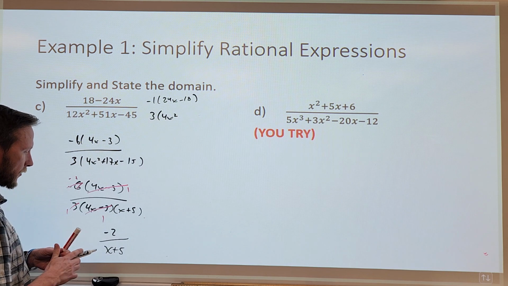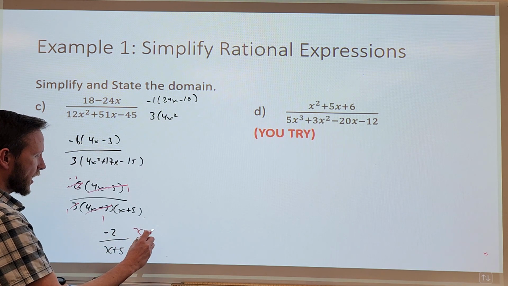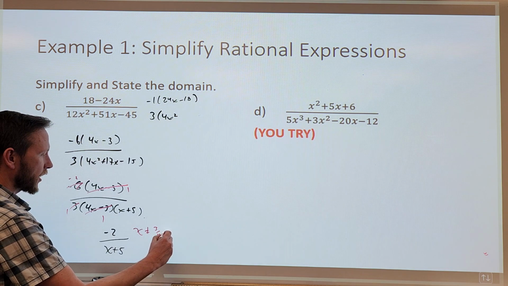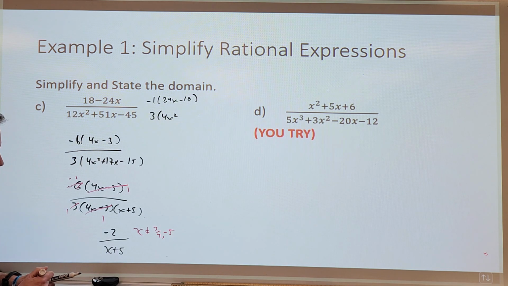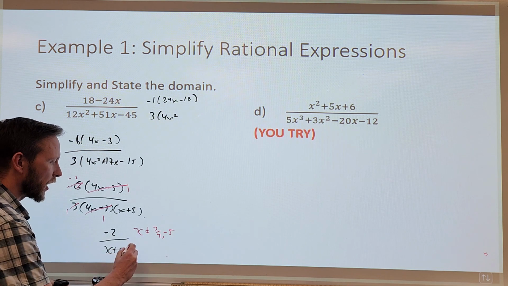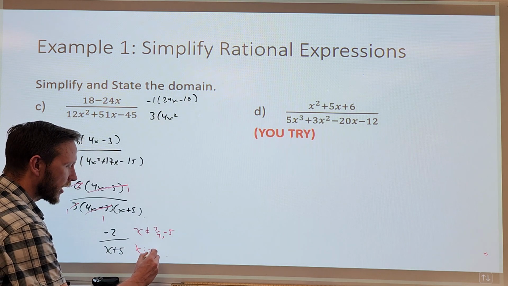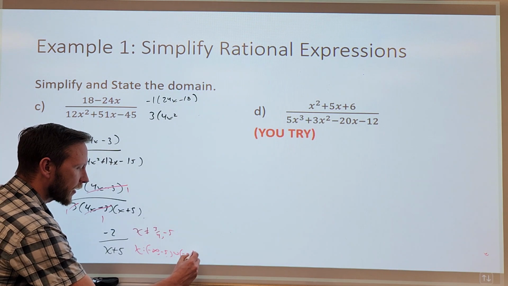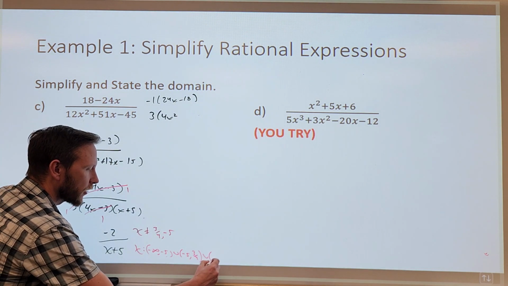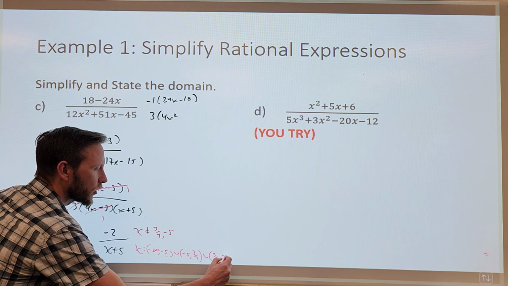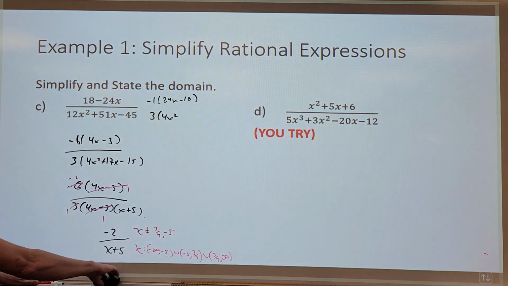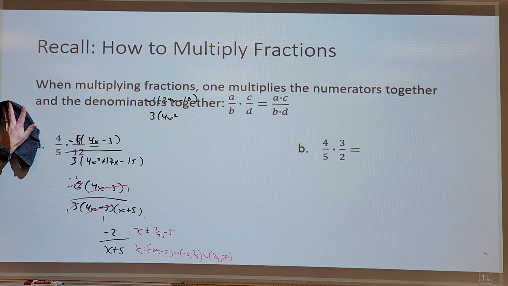Our domain is, again, x cannot equal 3/4. It cannot equal -5. And so we will have our domain goes from -infinity to -5, from -5 to positive 3/4, and from 3/4 to infinity. All right, so that is our domain. You're going to do letter D there. And then you're going to enjoy seeing that and checking with you on that.